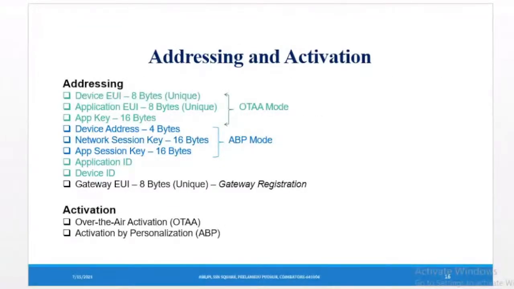And then next one. If I'm transferring data towards my network server, so addressing and activation, I can use a set of activation methods. What are the activation methods? ABP mode and OTAA mode. These are the two activation methods which I can use on this particular LoRa node to my network server data transferring.